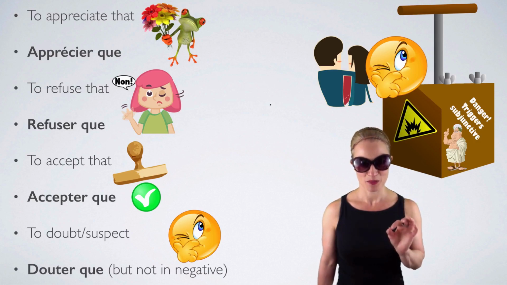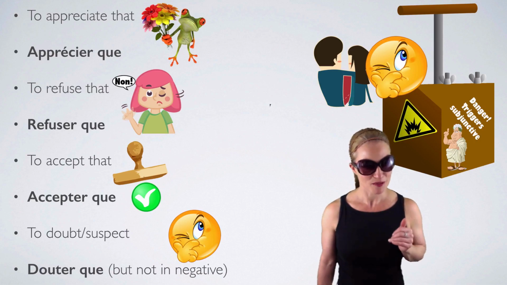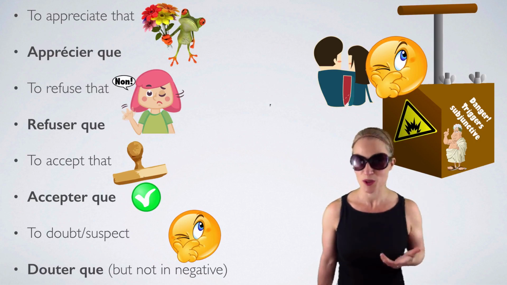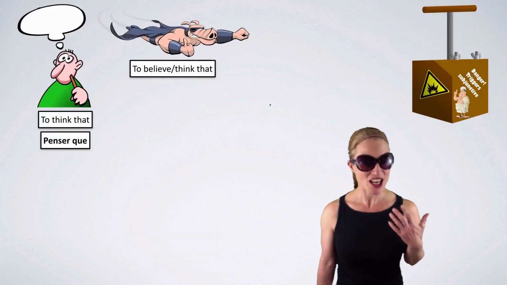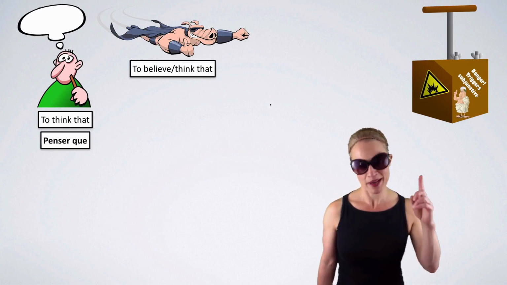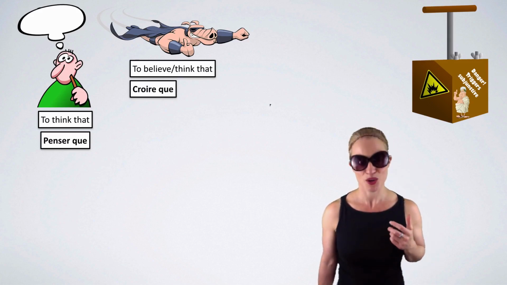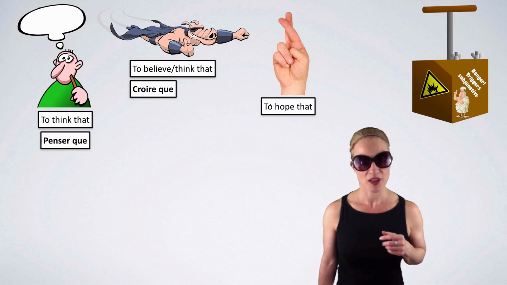To doubt or to suspect. Douter que. However, if you don't doubt, the uncertainty is gone. So when you use douter que in the negative, you do not use the subjunctive, you use the indicative. Penser que, and often in French, they like to use to believe instead of to think. Here we have, pigs might fly. I'll believe it when pigs might fly. Croire que.